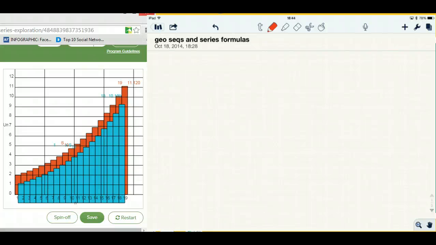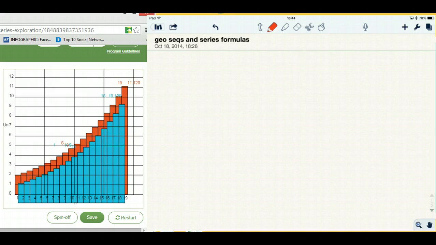Hello, I would like to give you hopefully an easily understood explanation about how we get to the geometric sequence and series formulas. They look a little bit more complicated than the arithmetic sequence and series formulas, but hopefully after you watch this, you'll understand where they come from, and once you get used to them, they'll be just as easy as the arithmetic sequences and series.